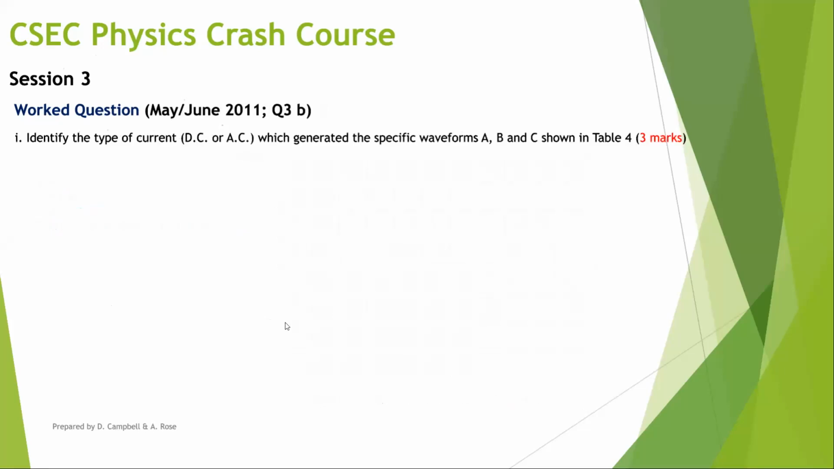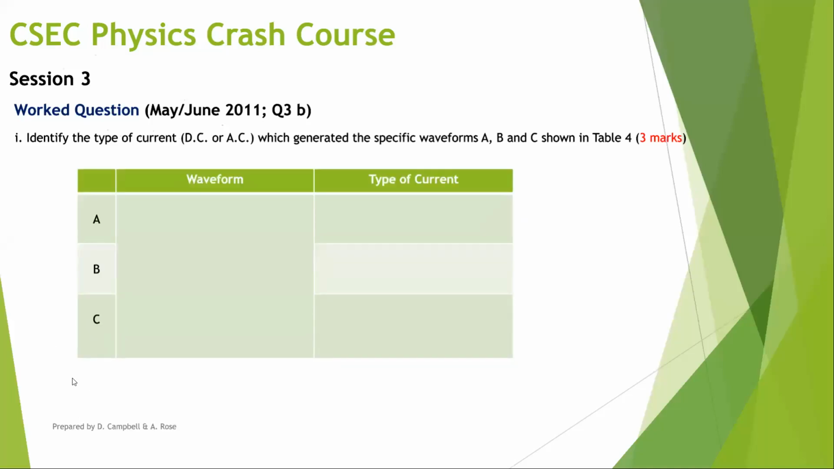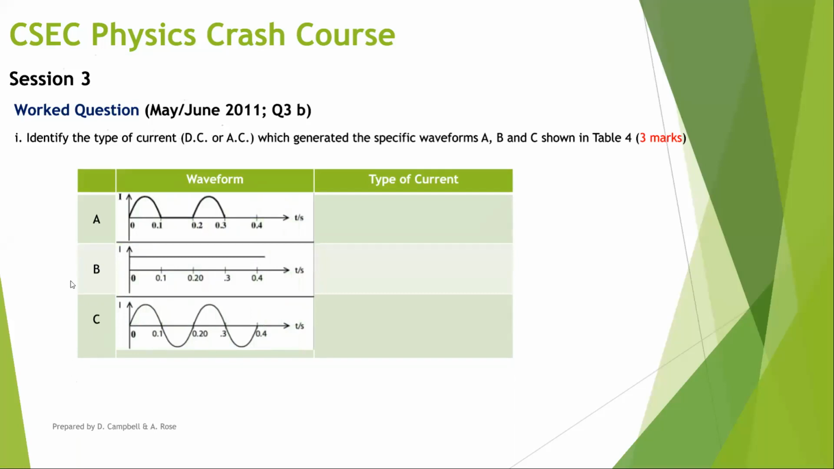All right. Now, this is another question taken from the May-June 2011 paper, and we are doing question 3B. Now, there's a table that will be presented, and there are some waveforms for A, B, and C, and we need to determine the type of current. Now, the key thing to remember is that once it is direct current, there is flow in only one direction. So it's either going to be everything in the positive direction or everything in the negative direction. However, with alternating current, you have the current varying in both directions.